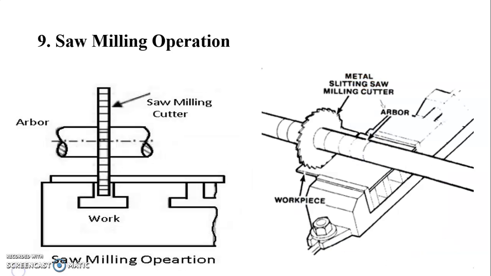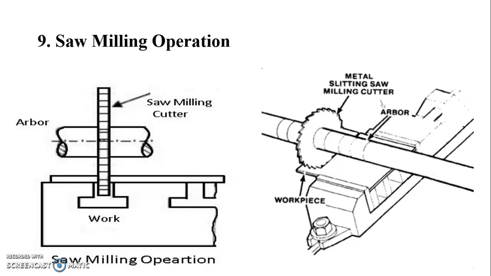Then next, that is the saw milling operation. The operation of producing keyways, grooves, and slots of varying shapes and sizes is called a saw or slot milling operation. Saw milling can use any type of milling cutter like a plain milling cutter, metal slitting saw, or side milling cutter. The selection of a cutter depends on the type and size of the slot or groove to be produced.